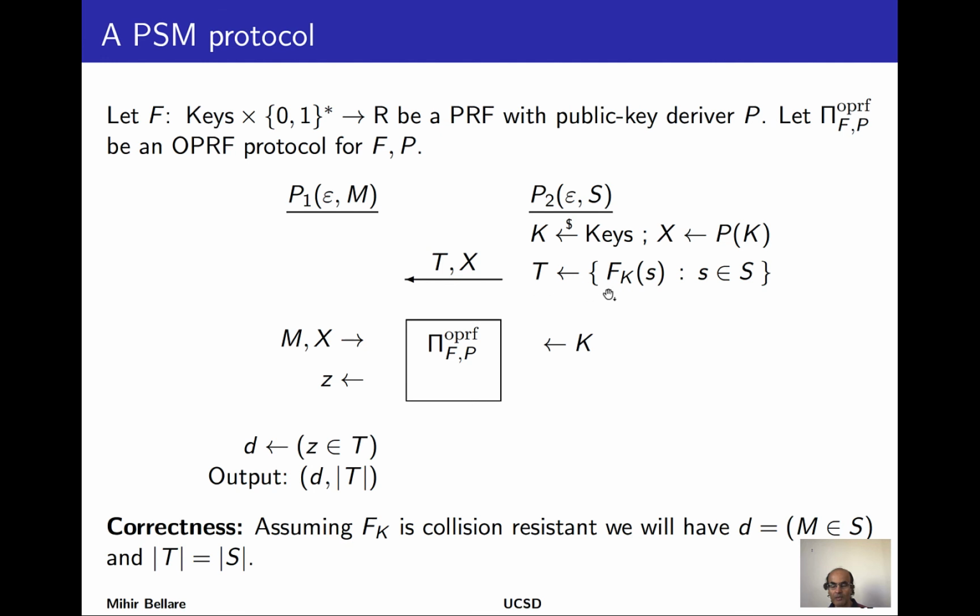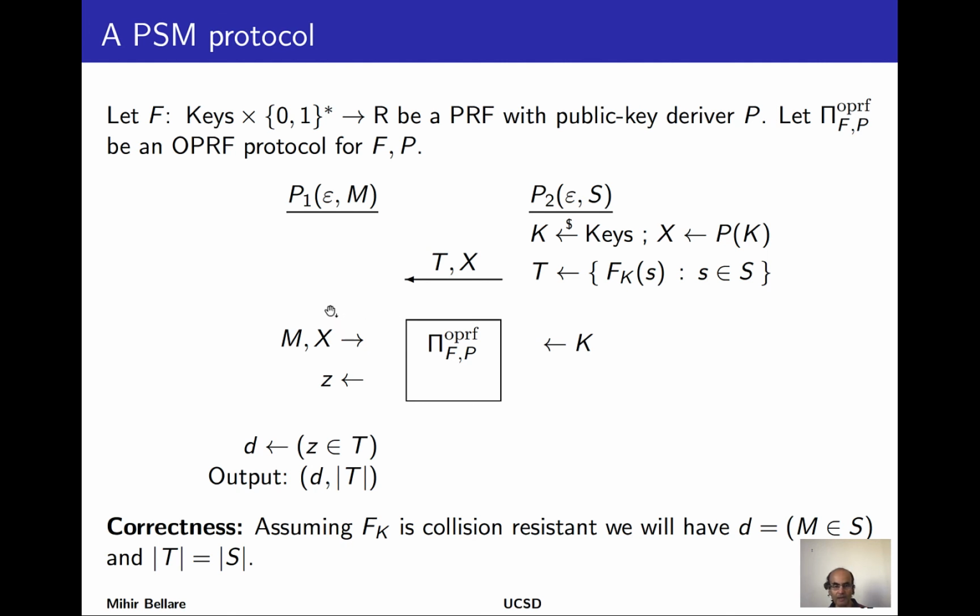More importantly, what it does is it applies the PRF F under its key K to all the points in its set, and thereby creates effectively what you can think of as a kind of blinded or encrypted version of the set. And that whole blinded set is actually revealed to the first party, or in practice maybe even made public so that you don't have to repeatedly send this to different places.